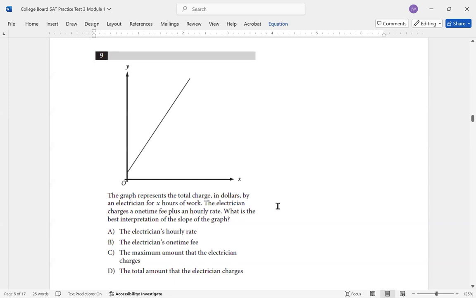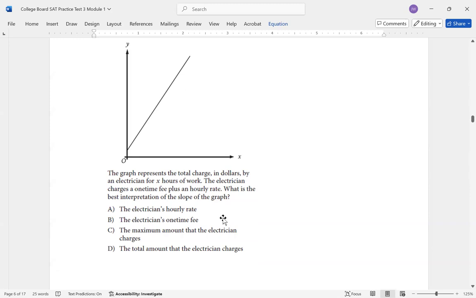Question 9. We're given this graph. It says the graph represents the total charge in dollars by an electrician for x hours of work. The electrician charges a one-time fee plus an hourly rate. What is the best interpretation of the slope of the graph? Well, the one-time fee would be essentially where your line hits the y-axis. So the y value of the y-intercept would be the one-time fee.